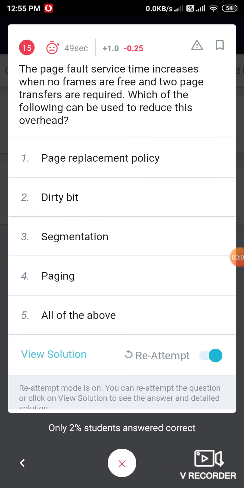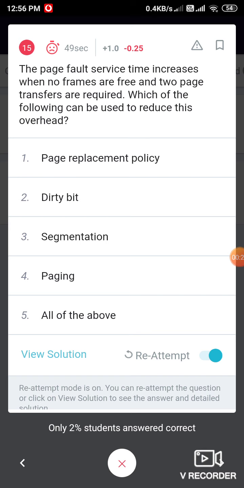Hello friends, today we are going to discuss this question. This question was asked in the KVS PGT Computer Science exam. The question says that the page fault service time increases when no frames are free and two page transfers are required. Which of the following can be used to reduce this overhead?